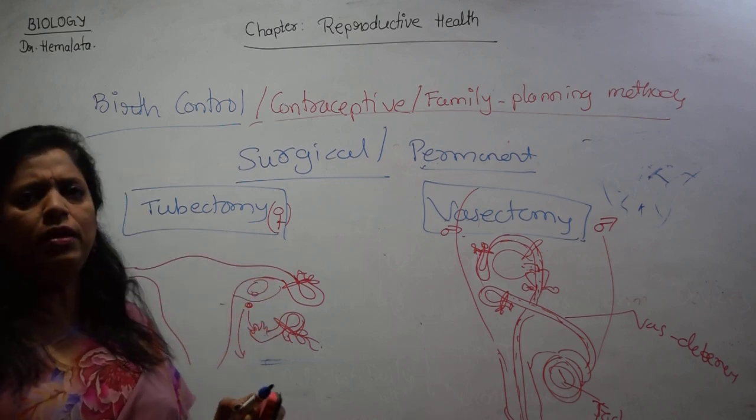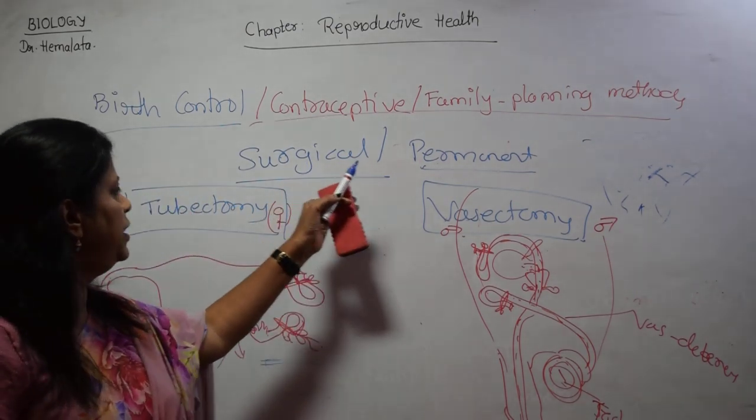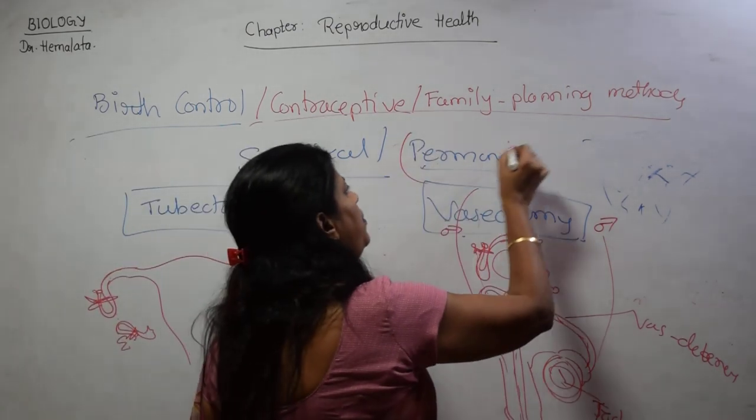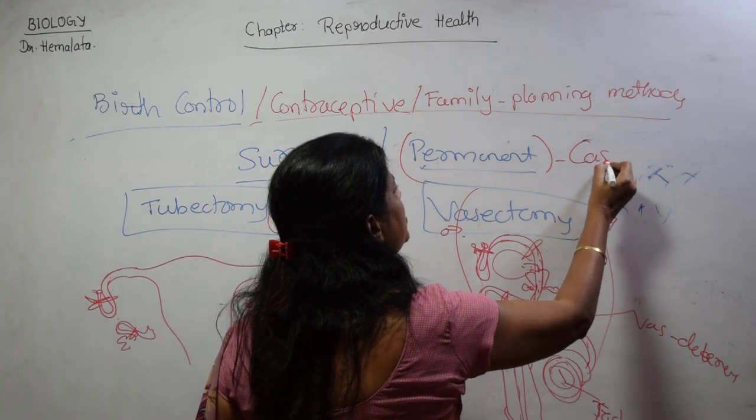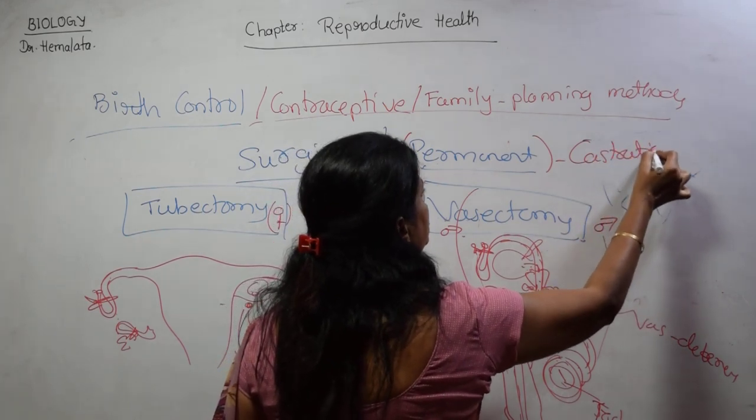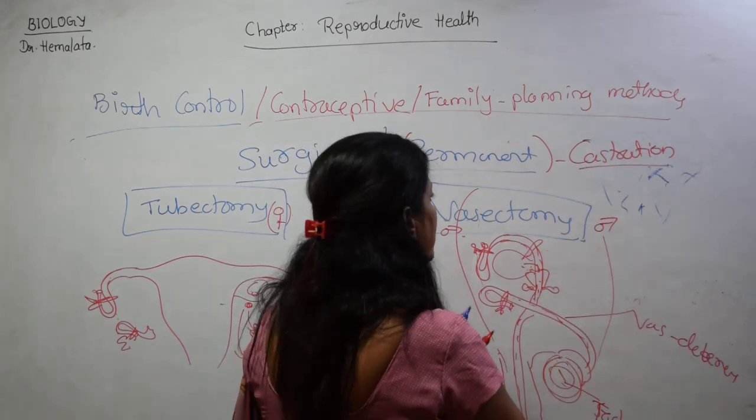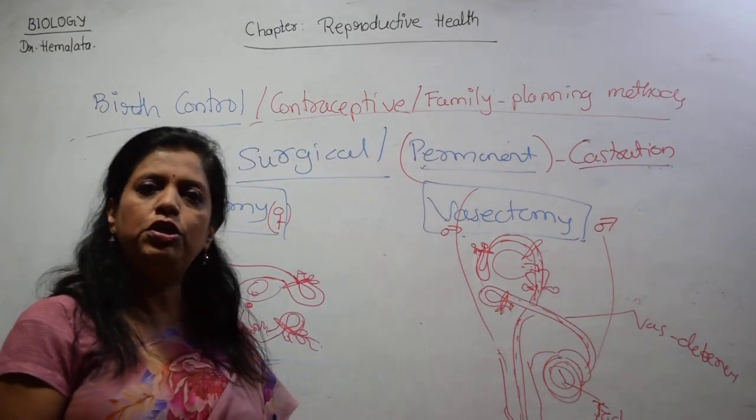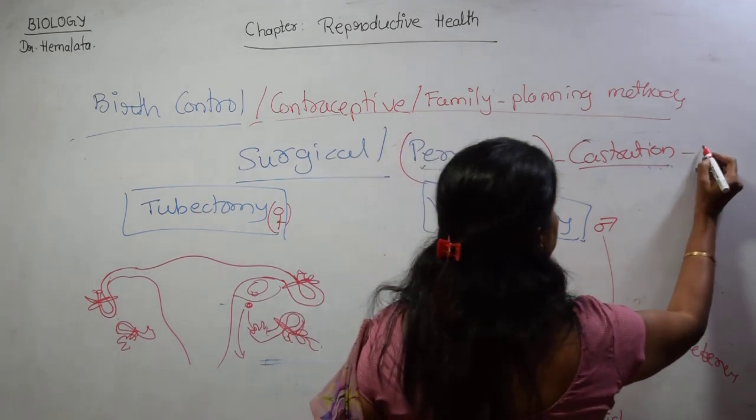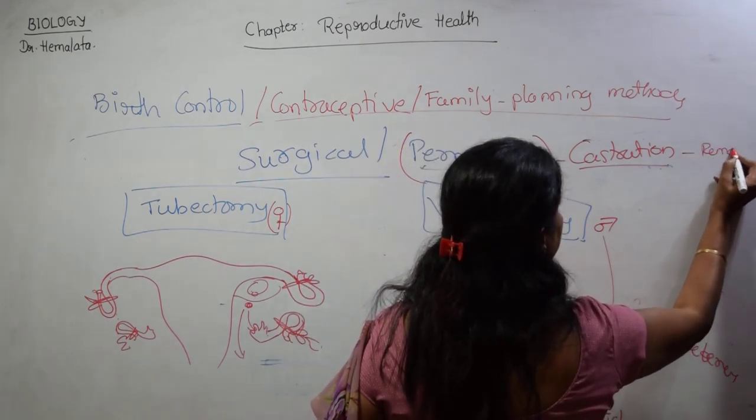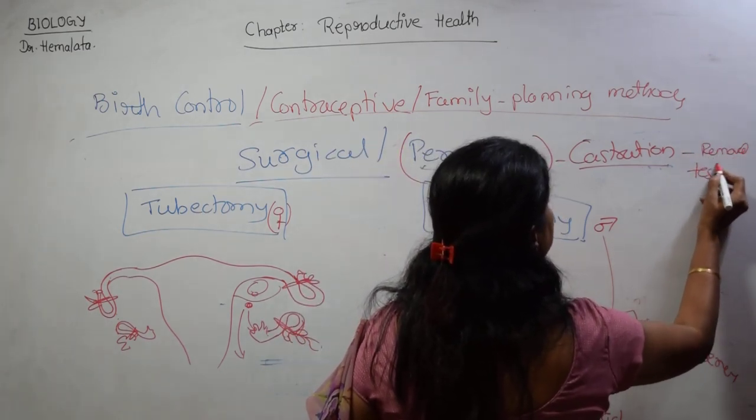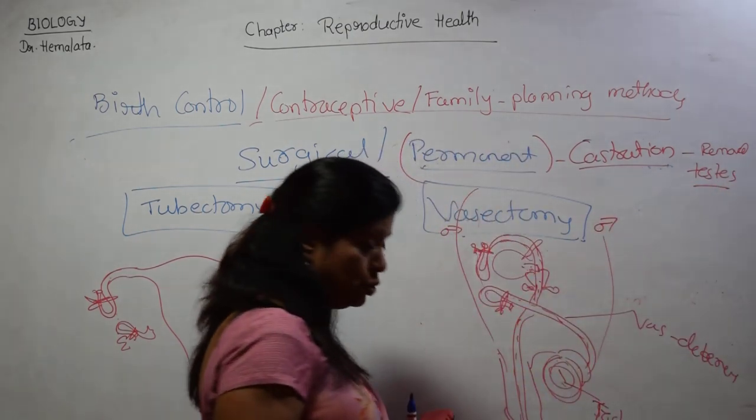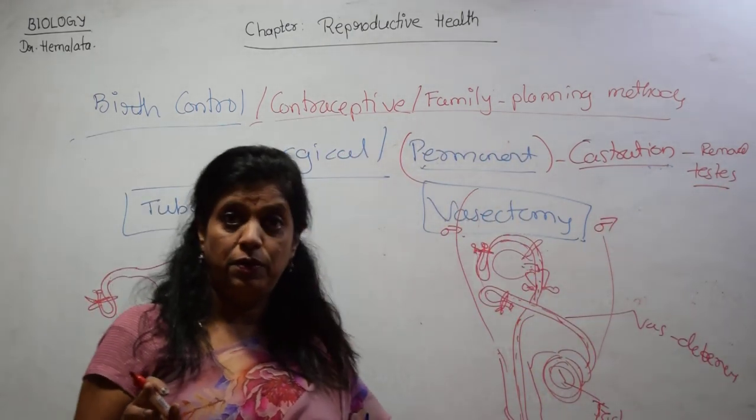Only one more is there, that is the total permanent surgical method called castration. Actually it will not come under this. It is not a family planning method. Castration is permanent loss of fertility. Castration is the surgical removal of testes. This is actually not a method of contraception, right?